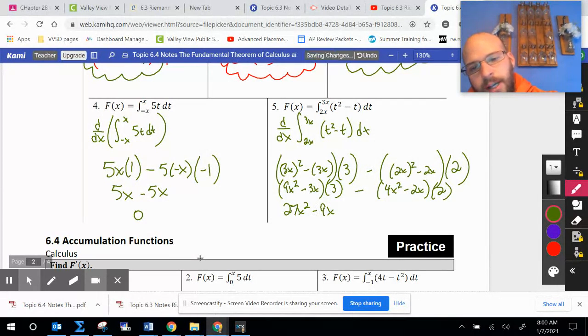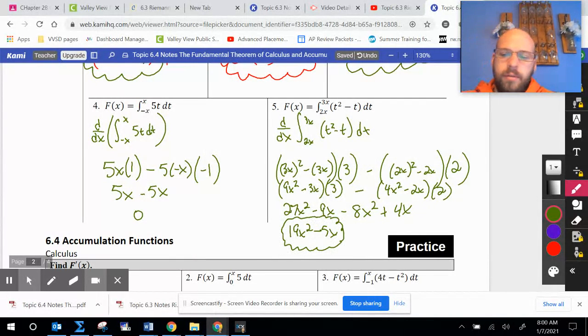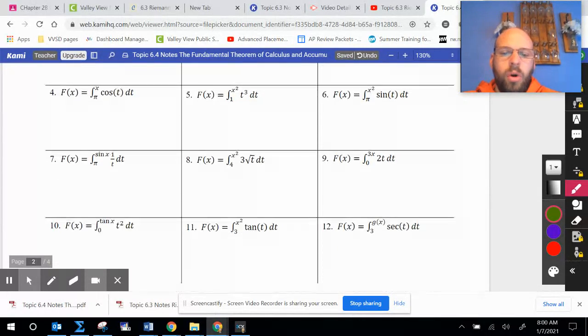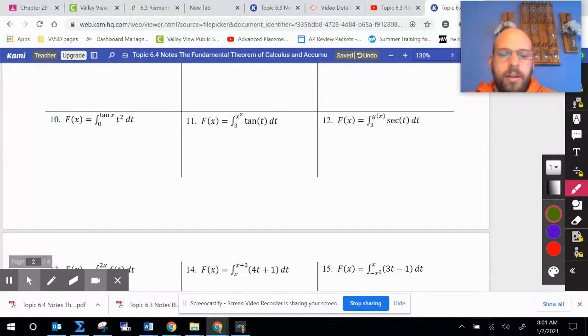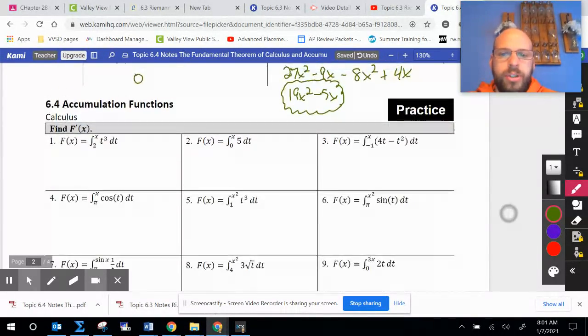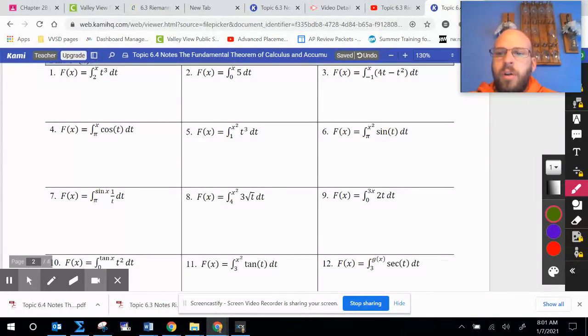Now be careful with your negatives here. This is going to be minus 8x squared plus 4x. So that gives me 19x squared minus 5x to be my answer. And you can see there's just more of the same. There's tons and tons. So what I'll do is I'll try to post an answer key for this so that way you can check to see if you're doing it right or wrong.